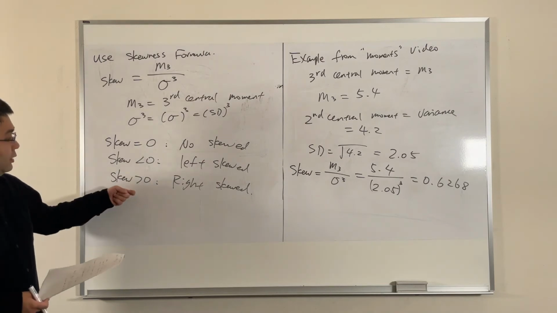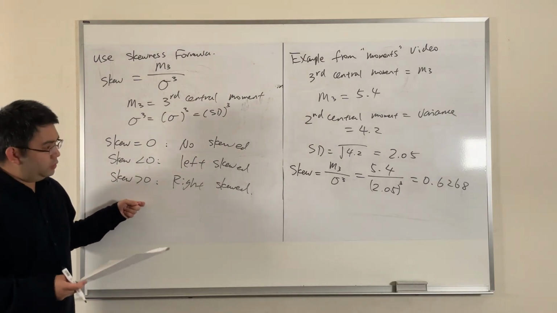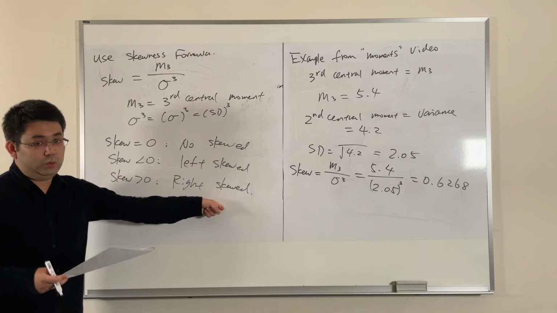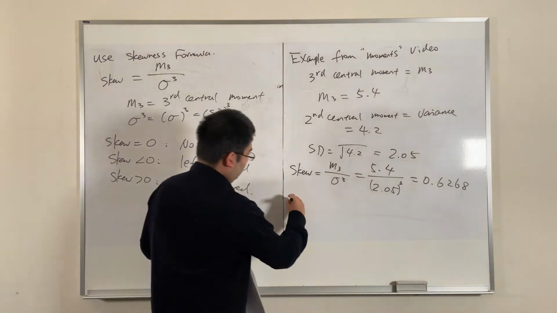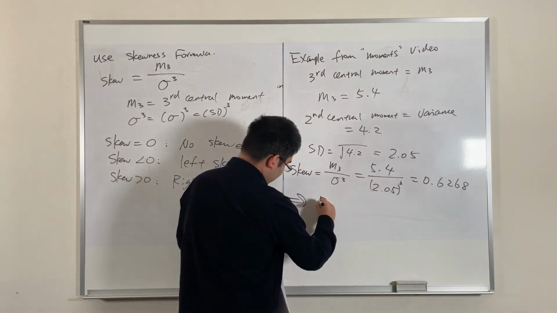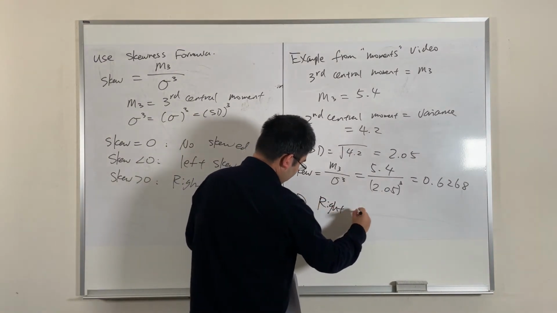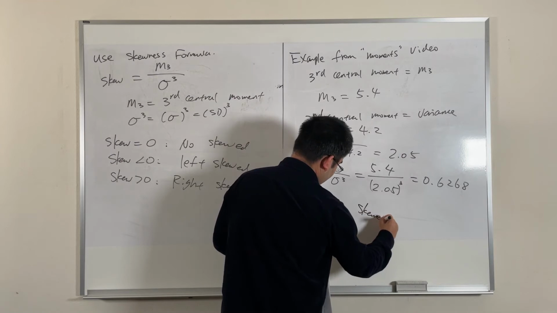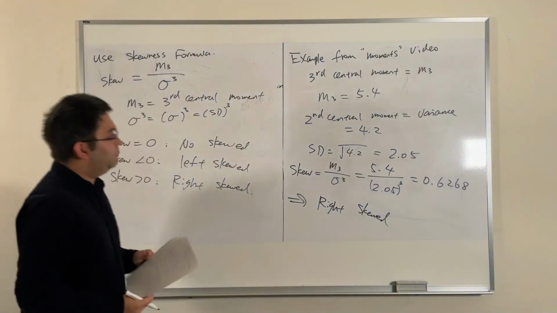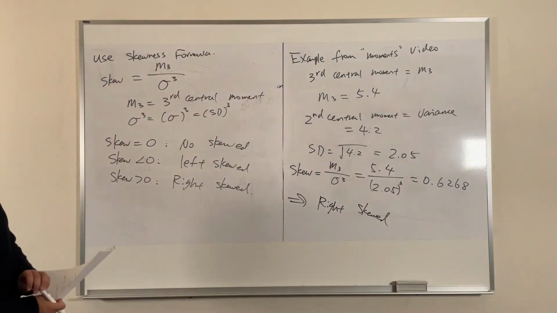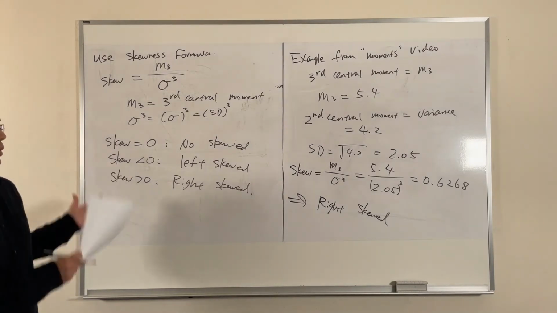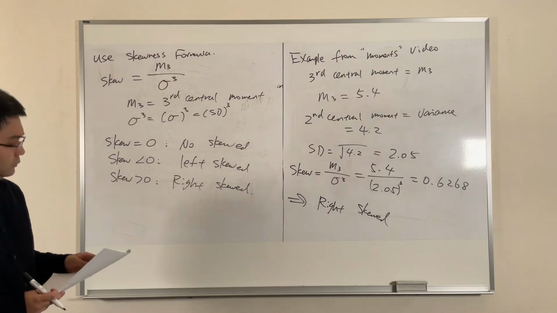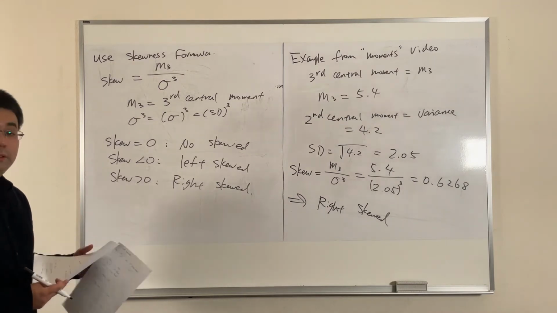0.6268 is greater than 0. So the conclusion is we're going to have a right skewed, or positively skewed, distribution. Okay? So this is how you would use the formula to check the distribution, whether it's right skewed or left skewed. Okay. Next.